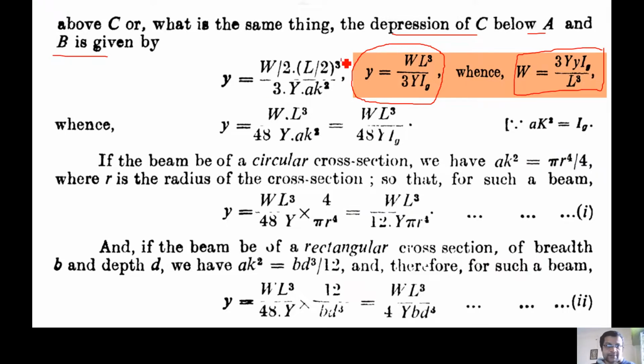So in this particular case, you have two inverted cantilevers having length L by 2 instead of L, and the equal distribution of weight W by 2 instead of W. Your new expression becomes (W by 2) into (L by 2) whole cube divided by 3 Y A K squared. So the depression produced you can calculate here: y is equal to W L cube upon 48 times Y A K squared.